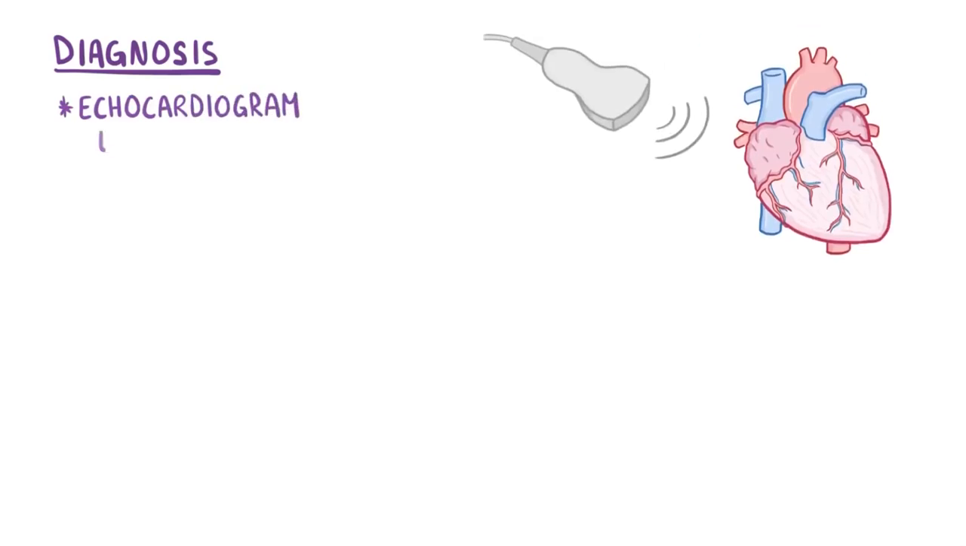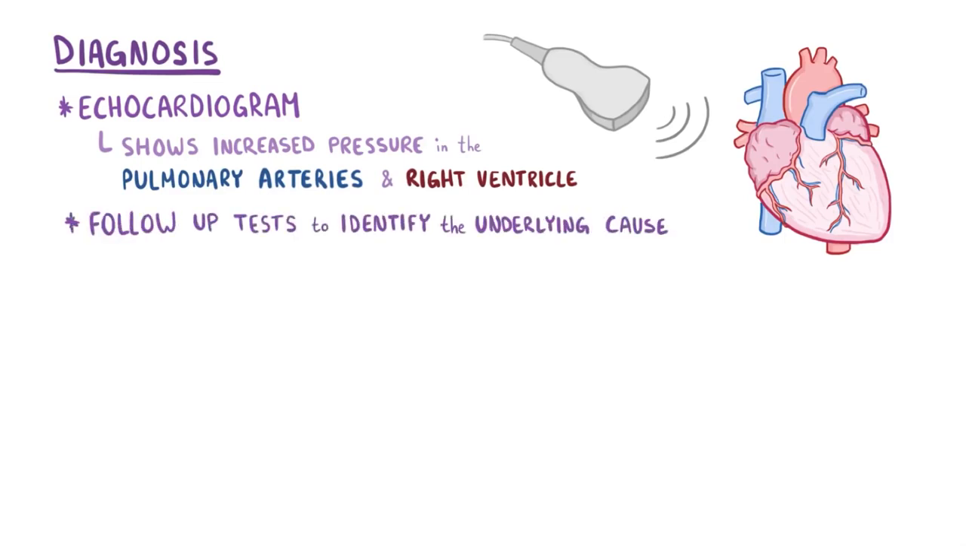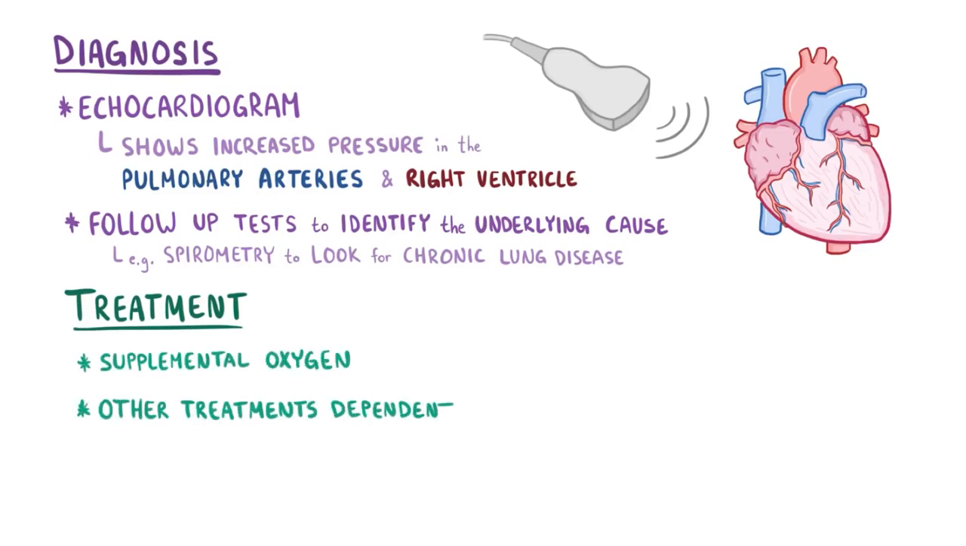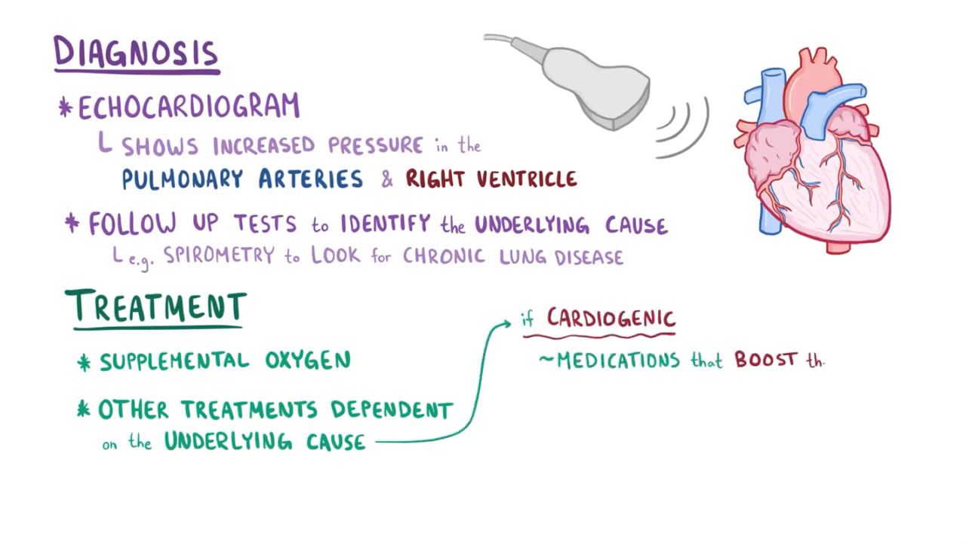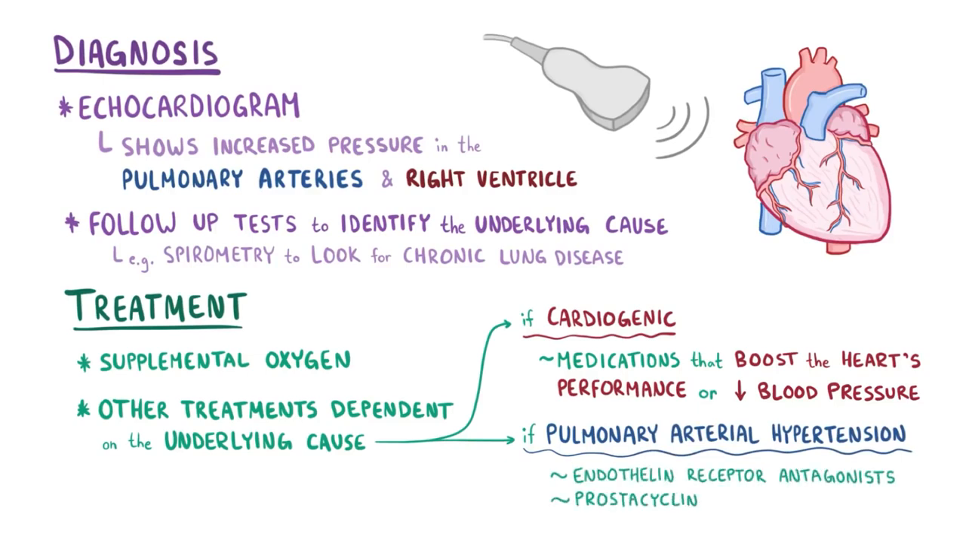The diagnosis of pulmonary hypertension is usually made with an echocardiogram that shows evidence of increased pressure in the pulmonary arteries and right ventricle. Follow-up tests can be done to identify the underlying cause. For example, spirometry can be done to look for chronic lung disease. Treatment for pulmonary hypertension typically involves giving supplemental oxygen. Other treatments are dependent on the underlying cause. If the cause is cardiogenic in nature, medications aimed at boosting the heart's performance or lowering the blood pressure can be helpful. In people with pulmonary arterial hypertension, medications like endothelin receptor antagonists and prostacyclins can be given.